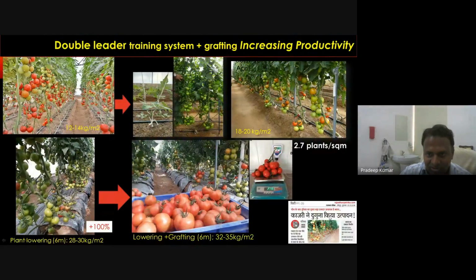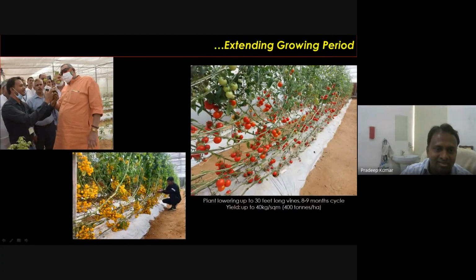So you can also see the production doubled. This was published and covered by the IARI variety. This one is a Pusa golden cherry tomato. You can see the vine length, productivity, and production. We could harvest 8 to 10 kg per plant.